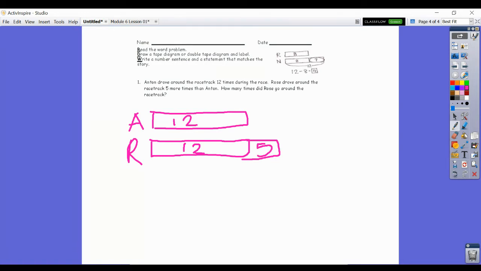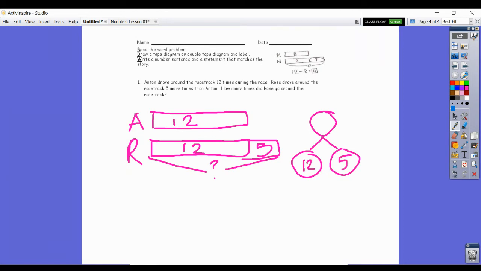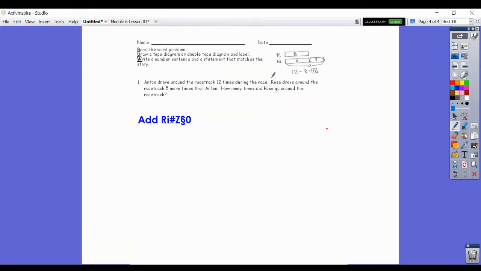So it's wanting to know how many times did Rose go around the racetrack. So that tape, we don't know how many altogether. So we can write a question mark. So our number sentence for Rose, we know our parts of our tape, right? Because this looks like a number bond, I'm going to draw one off to the side. We know a part is 12, and we know our other part is 5. But what we don't know is our whole. So I'm going to write a question mark right there.